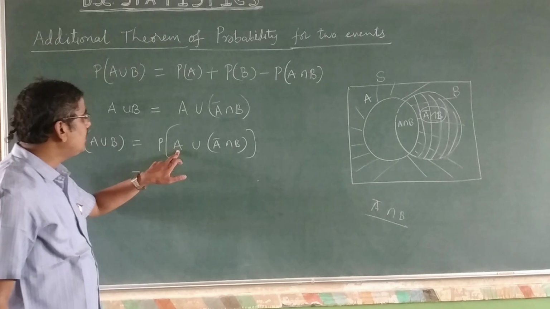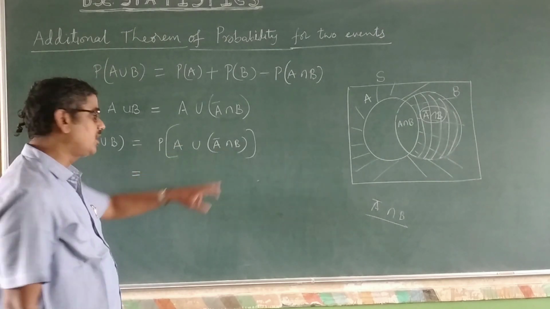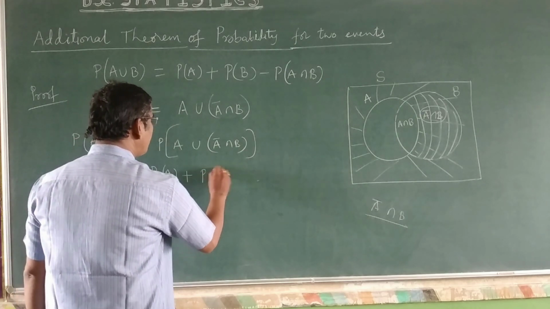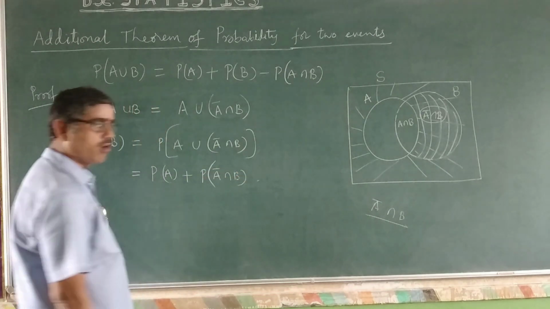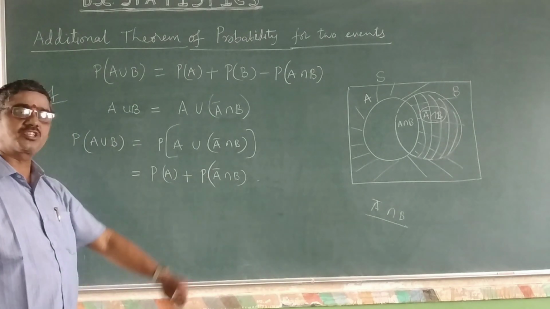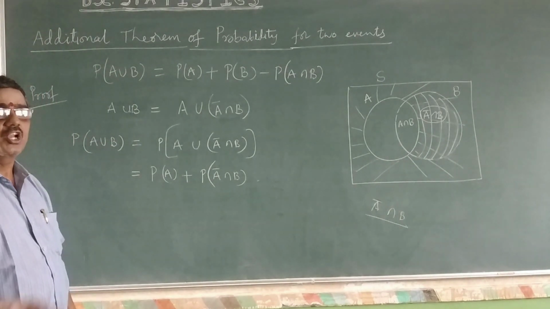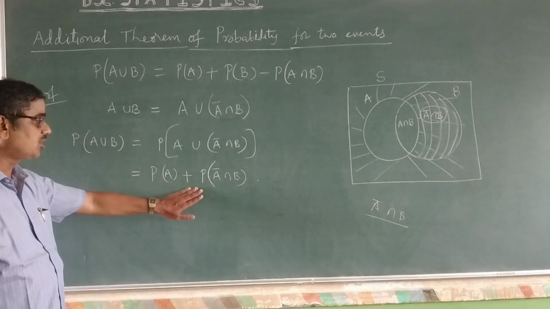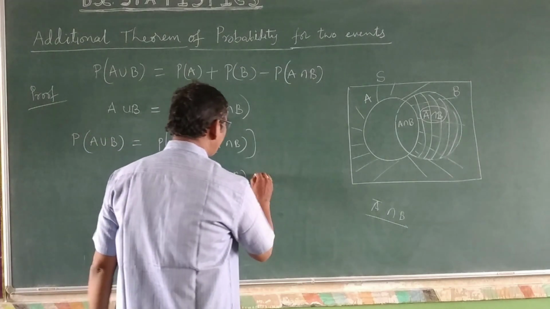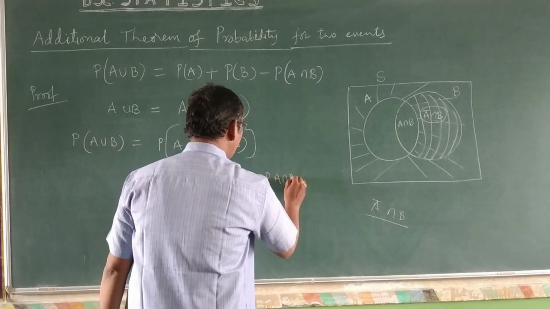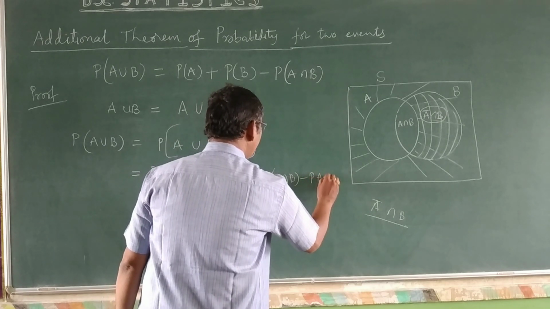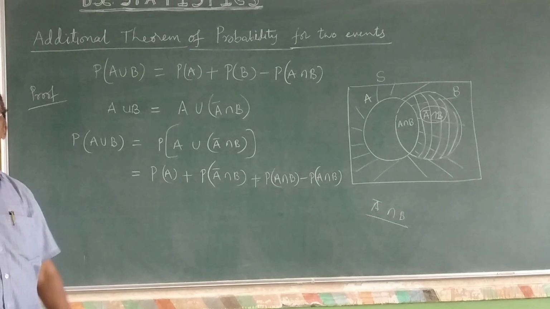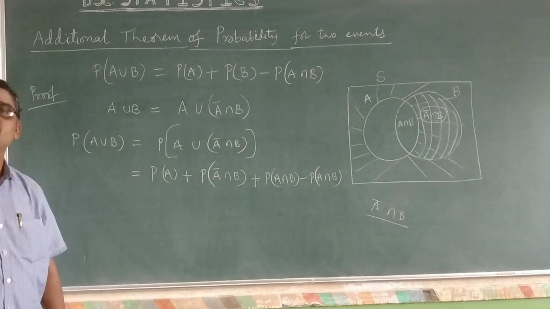So if A and A complement intersection B are disjoint, therefore we can write it as probability of A plus probability of A complement intersection B, since they are disjoint. Now I add and subtract probability of A intersection B in this particular part. So, plus probability of A intersection B and minus probability of A intersection B.